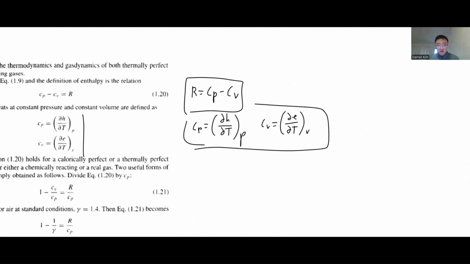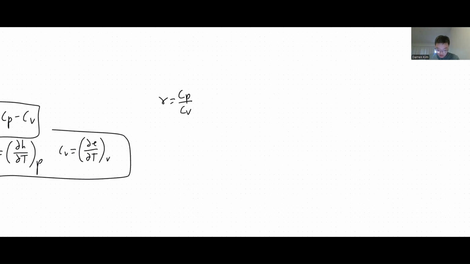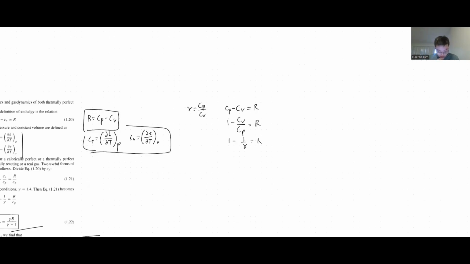Okay, we're getting there. Let's do it. Alpha equals CP divided by CV. CP minus CV equal R. So 1 divided by CV divided by CP equal R. And we know this is 1 minus 1 over alpha equal R. And a little bit of rearranging. Wait, did I do this correctly? Yeah, okay.